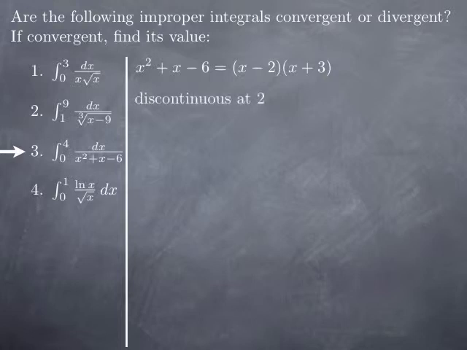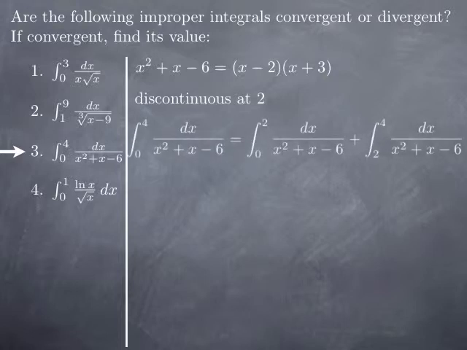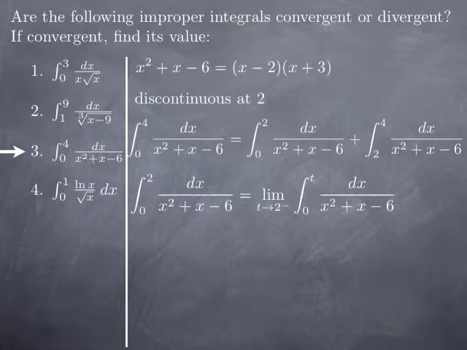So our function is discontinuous at 2, and that means that our integral from 0 to 4 of that function should be understood as the sum of the integral from 0 to 2 and the integral from 2 to 4, where we have convergence if both integrals are convergent and have a value, and divergent if at least one of these is divergent. So let's look at the first one, the integral from 0 to 2. It is itself an improper integral. Improper because we have a discontinuity at the right-hand point of the interval of integration at 2.